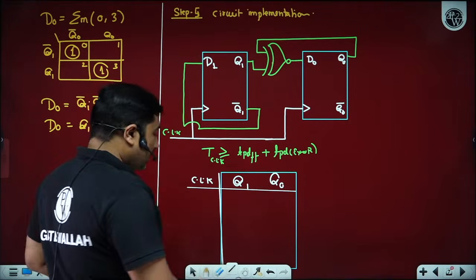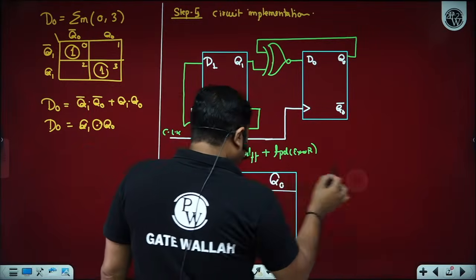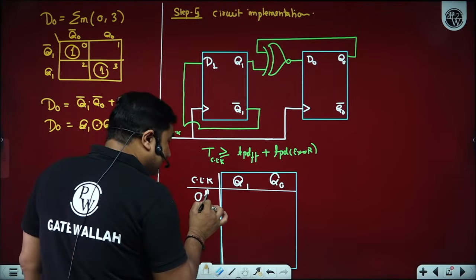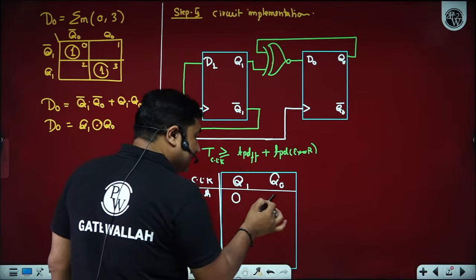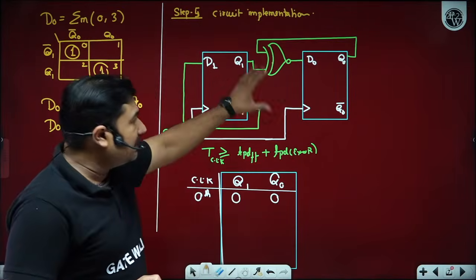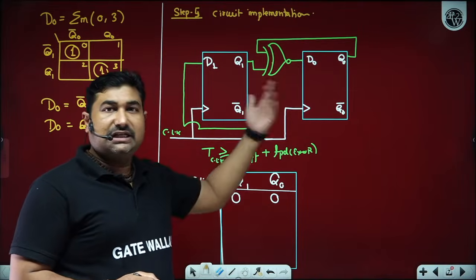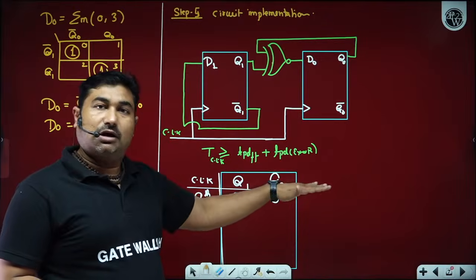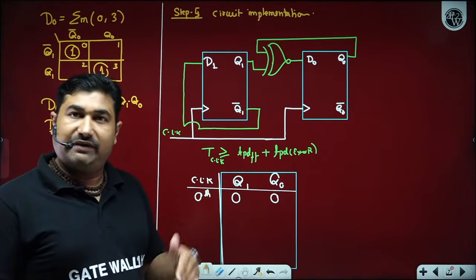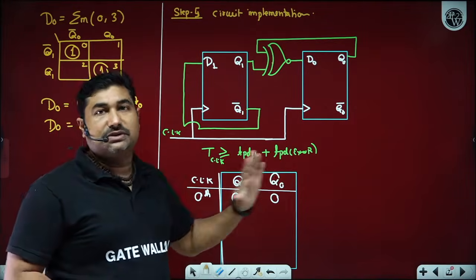Okay. Now please observe here. In case the initial state is not given, you can consider the initial state before applying the clock as 0, 0 for any circuit. Is it okay? If the initial state is given, you have to write down before applying the clock, on the 0th clock pulse, that particular state. If it is not given, you can consider it 0, 0.